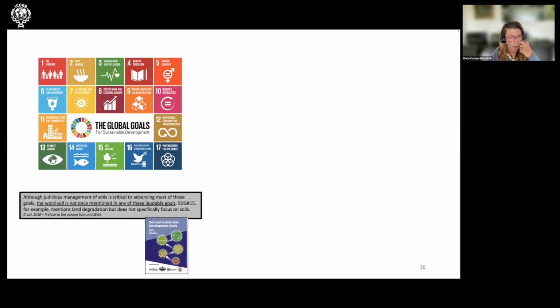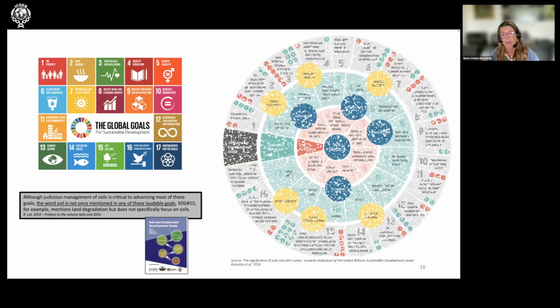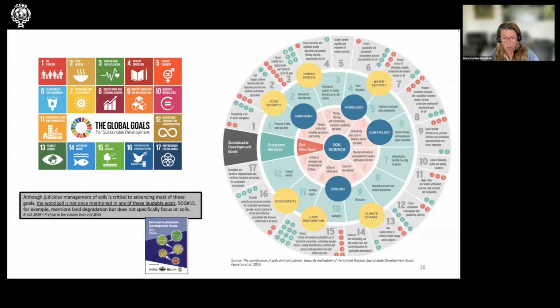And Professor Ratan Lal, another soil ecologist, wrote the preface of the volume Soils and SDGs, and he stressed that the word soil is not mentioned even once in any of these 17 goals, although they are linked to soils, as this nice scheme provided by Kesstler et al. in 2016 shows. They placed the Sustainable Development Goals in the outer gray circle, the ecosystem services in the green circle, and soil functions in red in the inner circle.